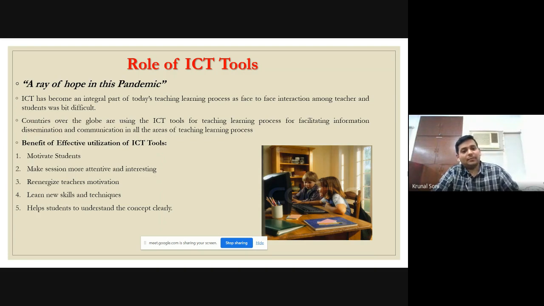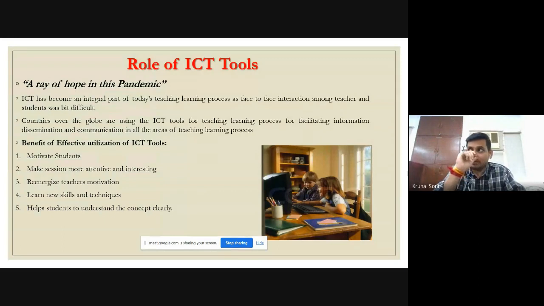ICT has become an integral part of today's teaching and learning process, as face-to-face interaction among teachers and students was a bit difficult, right? So at the time of the pandemic, ICT was the only ray of hope to connect the parents and the students for the teaching and learning process. These tools are very important for all of us, and countries the world over were using ICT tools for teaching and learning, for facilitating information dissemination, information passing on, and communication in all areas of the teaching learning process, right?